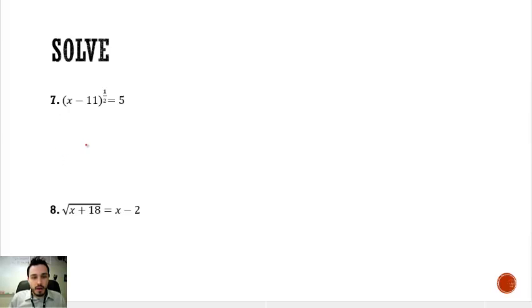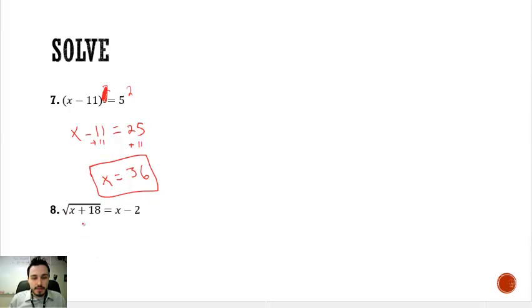Solving, okay, fraction for an exponent. I'm going to raise both sides to the 2 over 1, because that's the reciprocal. And 2 over 1, that's just 2. I'm just squaring both sides. So I'm going to square the left side, I'm going to square the right side. That cancels my fraction here, leaving me with just the x minus 11. And the right side, 5 squared is 25. So add the 11. I get 36. That's my answer for that one.